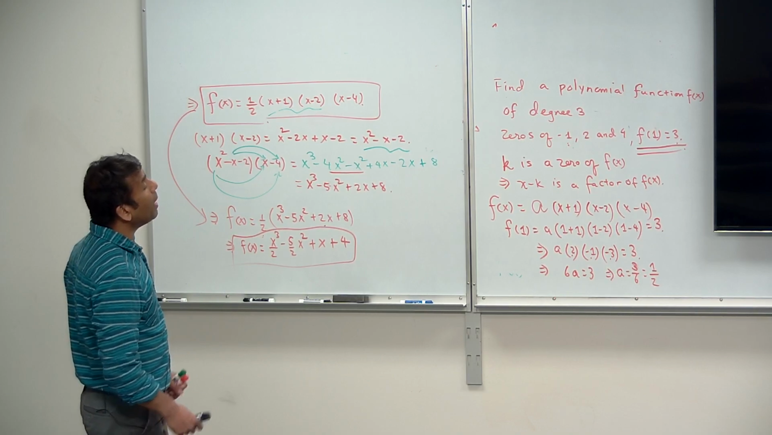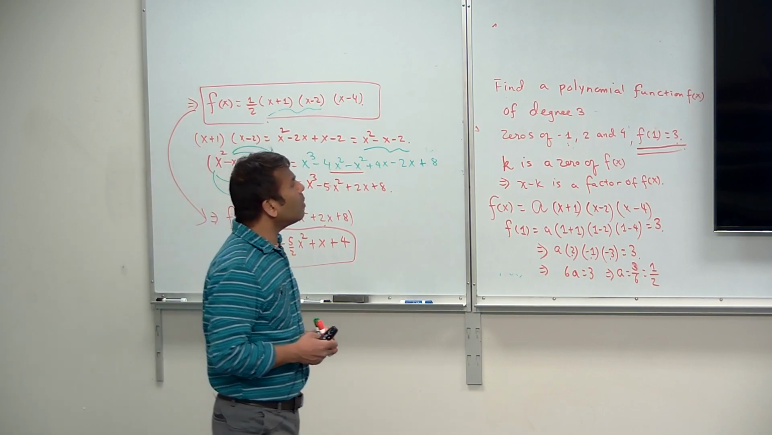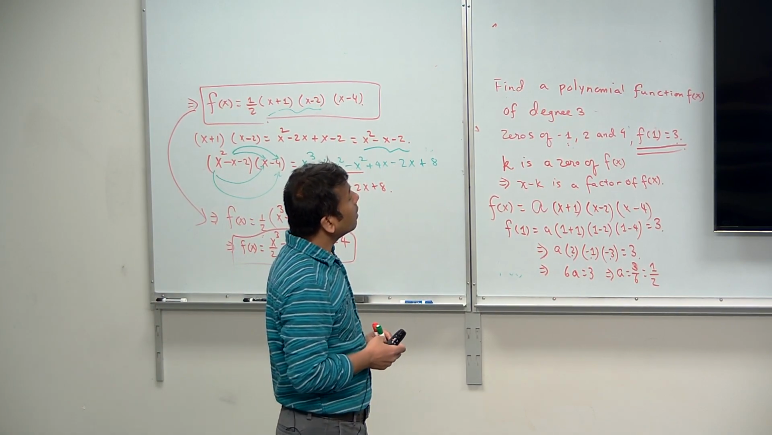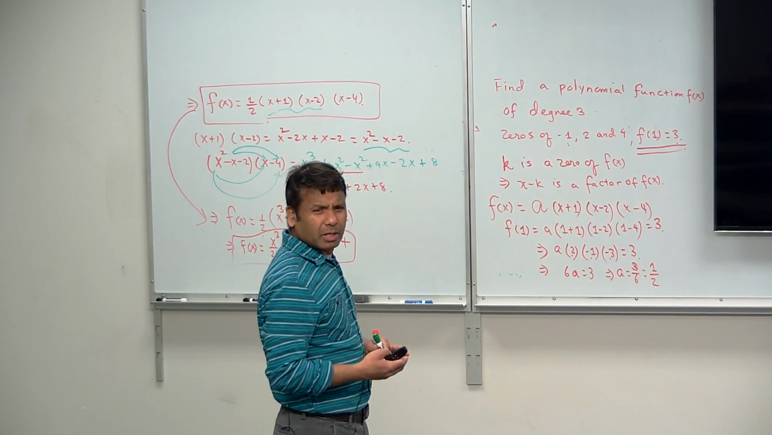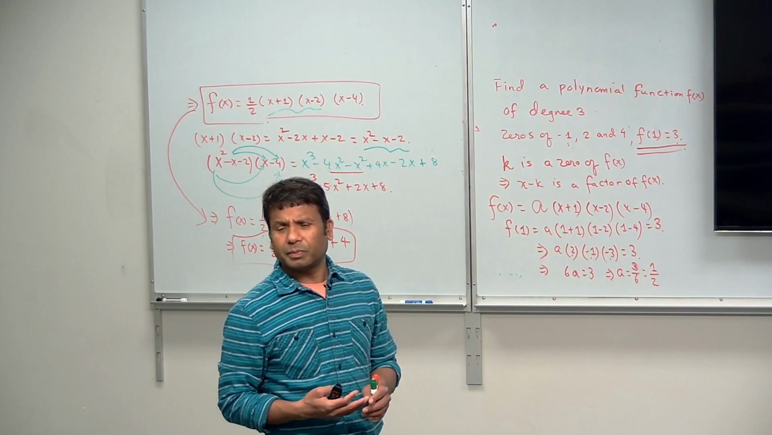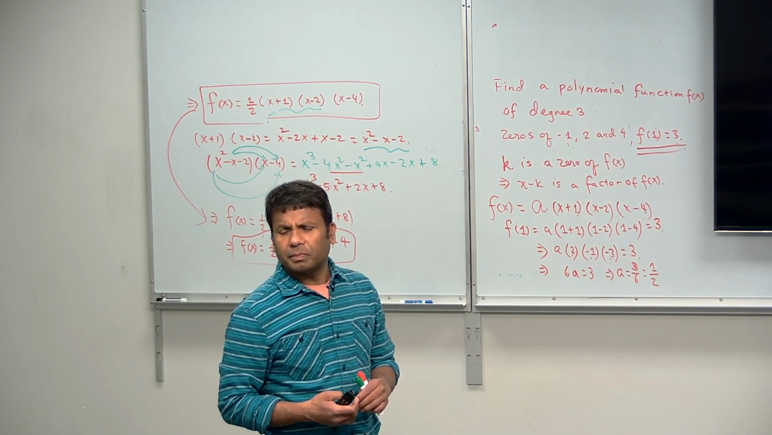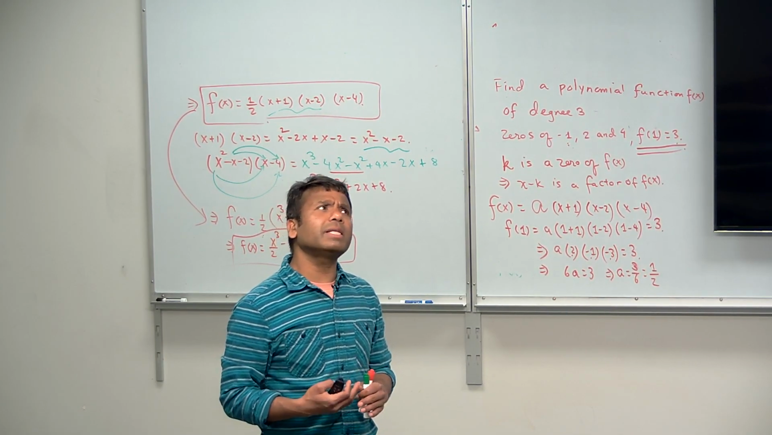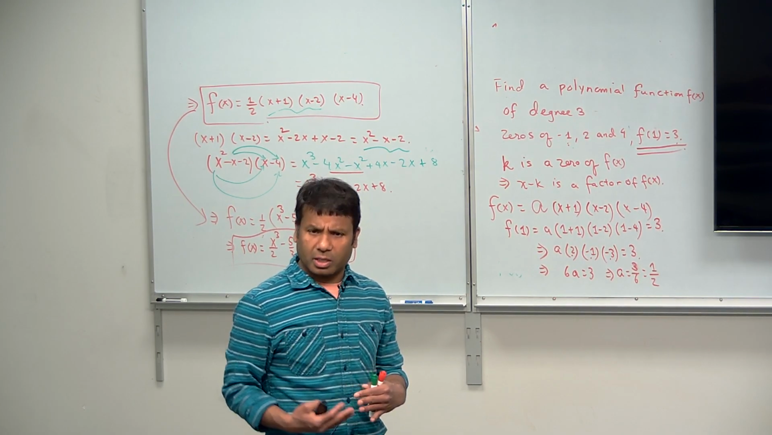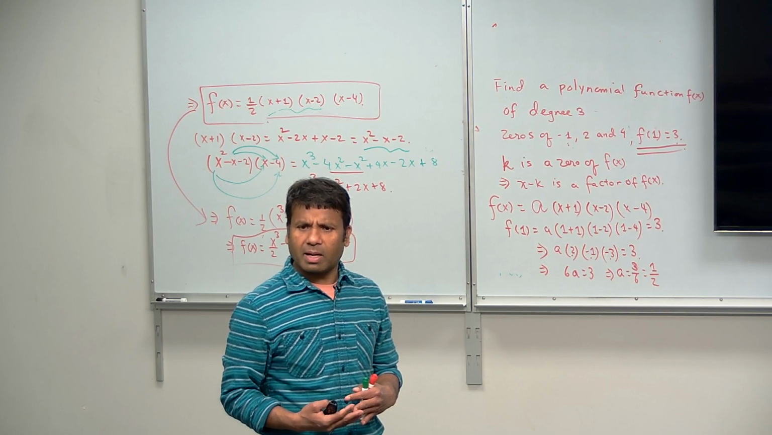So now, do you know the multiplicity? Multiplicity, like a 0 of multiplicity 3. What does that mean? The multiplicity of 0 is the number of times 0 occurs. You know what I mean?